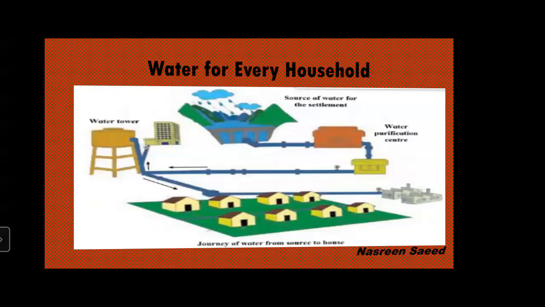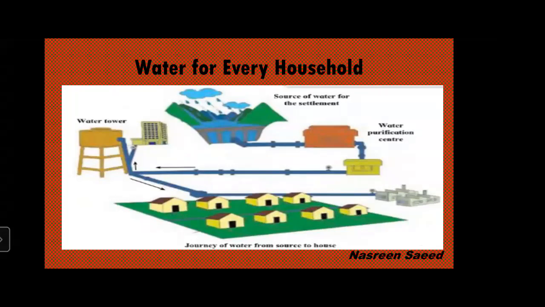Now this picture is the journey of water from source to house. This picture is there on page number 32. Now, the source of water for the settlement, like lakes, reservoirs, rivers, that is the source of water. From the source of water, it is brought through pipes to the water purification center. What happens at the water purification center? The water is purified. The water is made fit for drinking. The water is made potable.